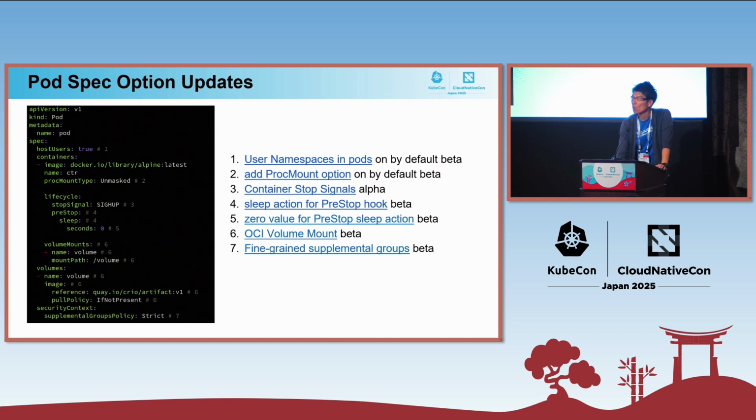Number 6, OCI volume mount feature is now beta. With this feature, a container can mount another container image or OCI artifact as a volume. Number 7, supplemental group policy was graduated to beta. If this policy is set to Strict, groups defined in a container image are not merged when a container runs. This is a security improvement. By the way, this feature is one of the achievements of Japanese contributors.